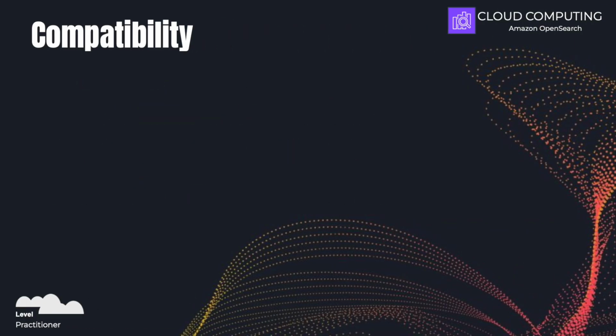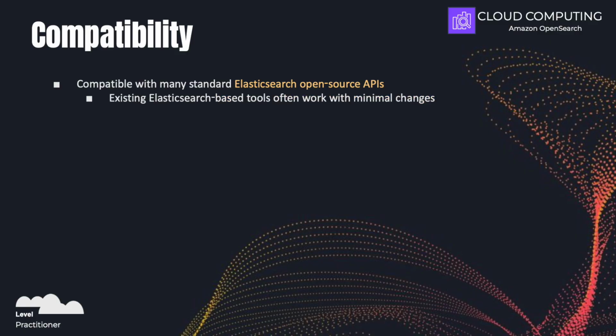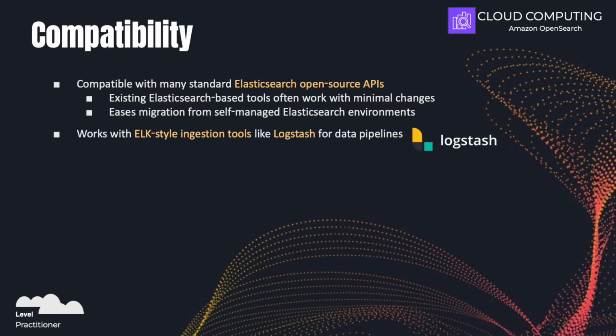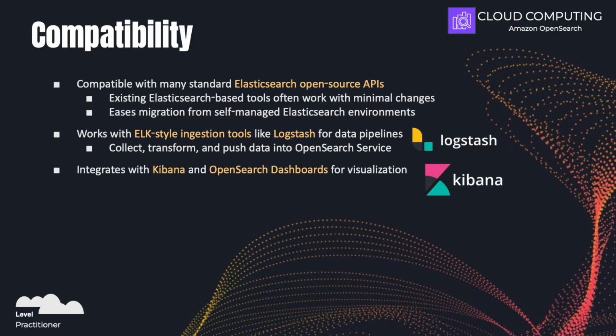In terms of compatibility and tooling integration, if a tool or application already talks Elasticsearch API, it can usually talk to OpenSearch service with little or no change at all, which makes migration from self-managed clusters much easier. It also integrates well with data ingestion and visualization tools from the classic ELK-style stack. You can use Logstash to collect, transform, and push data into OpenSearch service, and you can use Kibana or OpenSearch dashboards to build charts, graphs, and dashboards to visually explore that data.